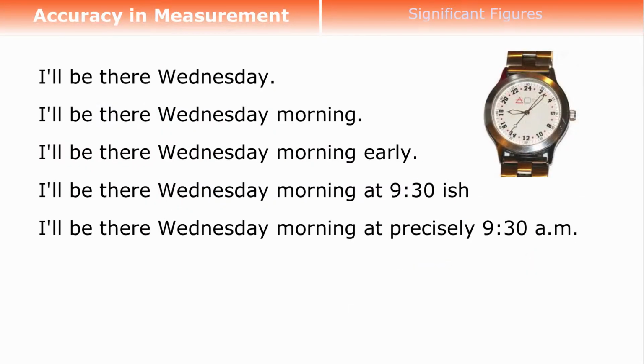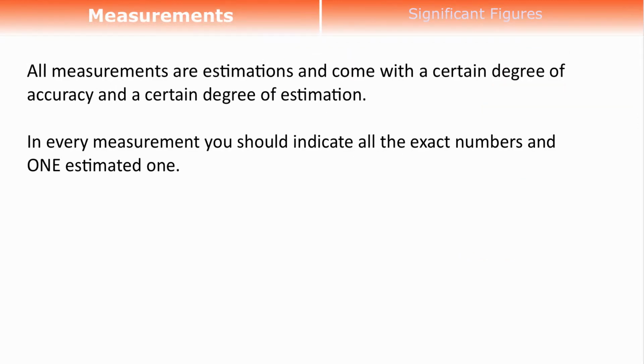For example, in precision, take a look at those 5 statements. I'll be there Wednesday morning, Wednesday early, 9:30ish, precisely at 9:30. All of these have a different type of precision, and in science we want to get as much precision as we can. But if we are using a number that doesn't have much precision, we can't go more accurate than that. So if somebody says they'll be there Wednesday, we can't tell our buddy, yeah, they'll be here Wednesday at noon, because we don't know. We know that they'll be here sometime Wednesday. So precision is an important thing in science.